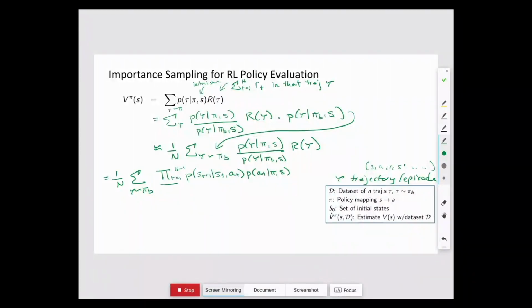So it looks like this on top, and then it's going to look almost identical on bottom, which is great because then we're going to get to cancel things. Times the probability of a t given the behavior policy, all times R of tau.